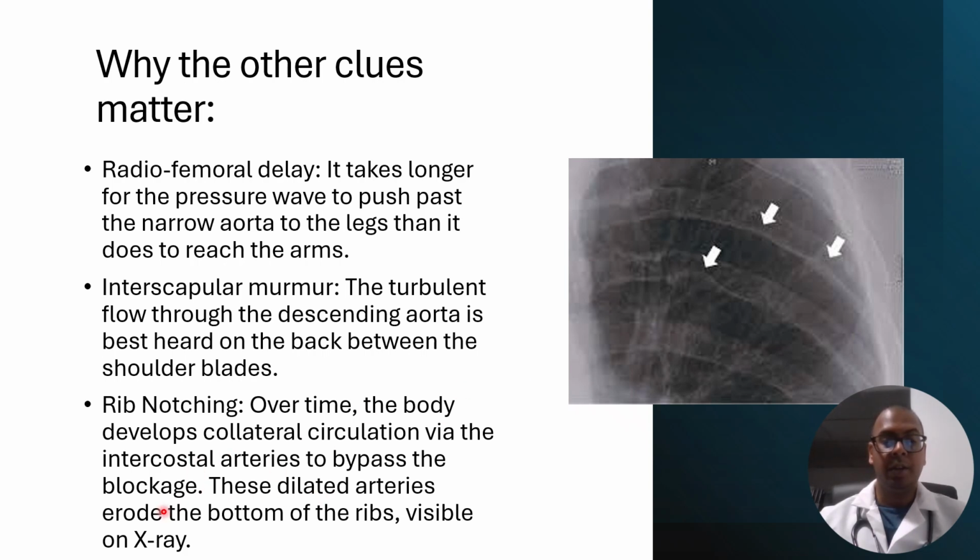So these dilated arteries erode the bottom of the ribs, and it's seen on the chest X-ray, as you could see here. So the arrows are pointing towards the lower aspect of the ribs, and you could see the bony erosions here. And that's just because the neurovascular structures run below the ribs. And as this artery dilates, it compresses the bone, and that causes the erosion of the bone.